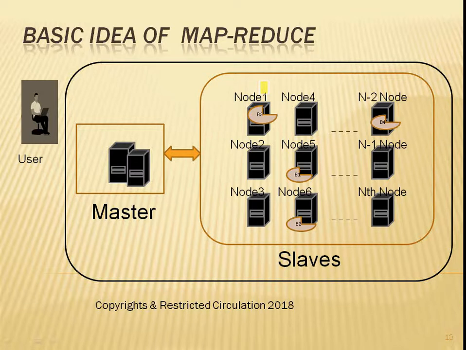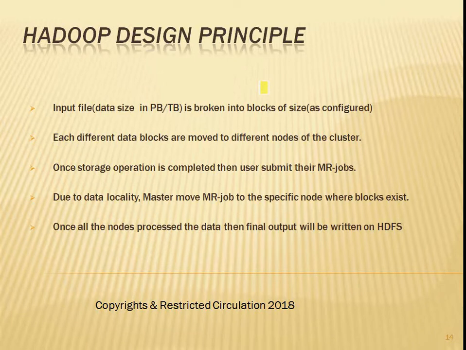Okay, so the user will submit the MR job. MR means MapReduce job, your custom business logic, your algorithm, which actually validates your data, which actually does some operations, right? So it will be submitted to the master. What will the master do? The master will create an MR job, and it will distributedly send it to the nodes.